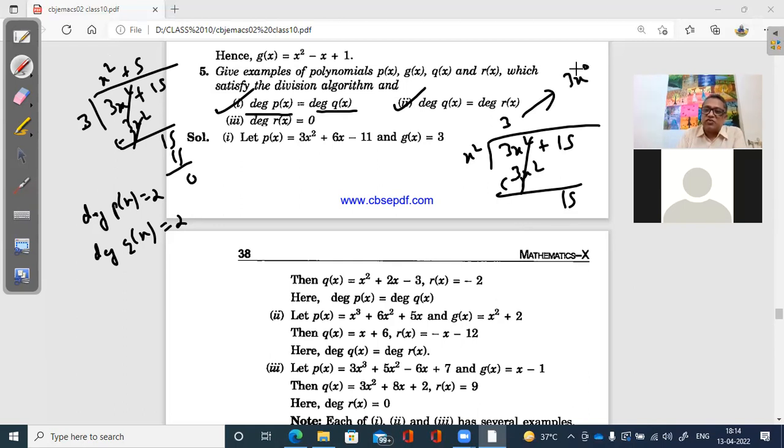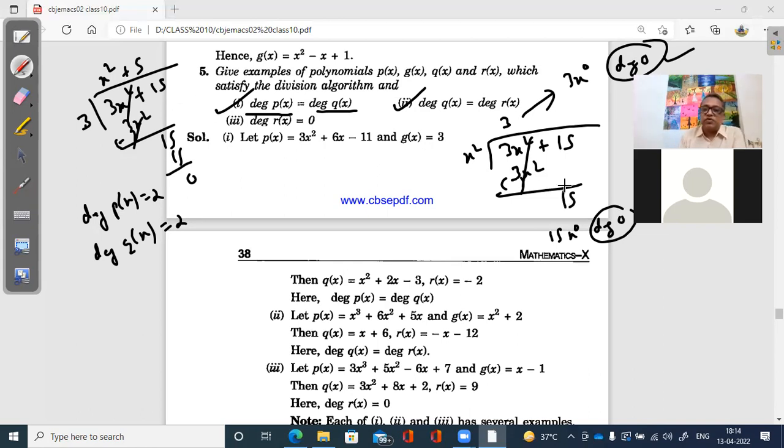So what is the degree of the quotient? This can be written as 3x to the power 0, right? Yes, sir. आपको power देखना है variable का. तो x तो है ही नहीं. इसका मतलब x का power 0 है. तो degree इसका 0 हो गया. Same way 15 का मतलब क्या होता है? 15x to the power 0. Here also degree is 0. So here I can say degree of the quotient and degree of the remainder is same.